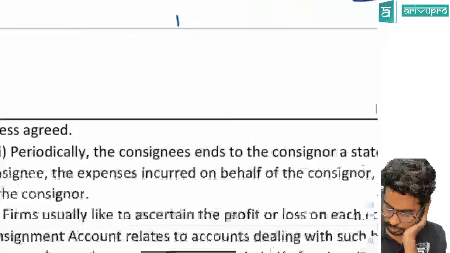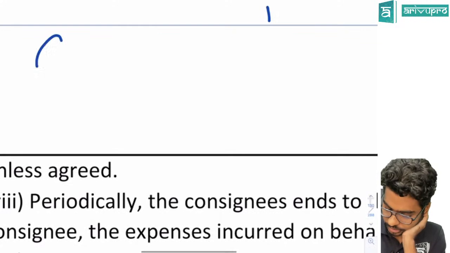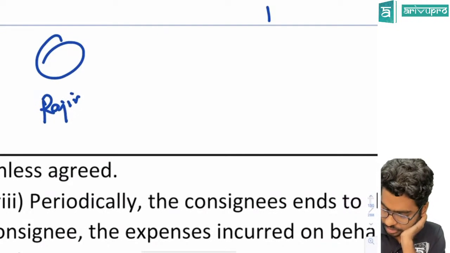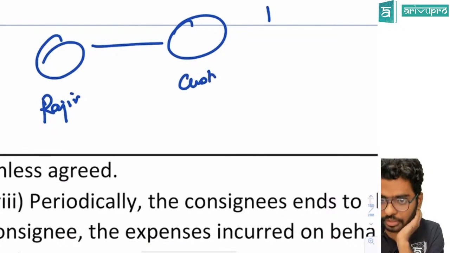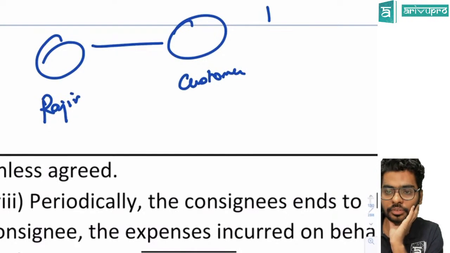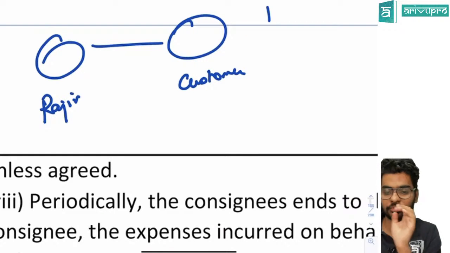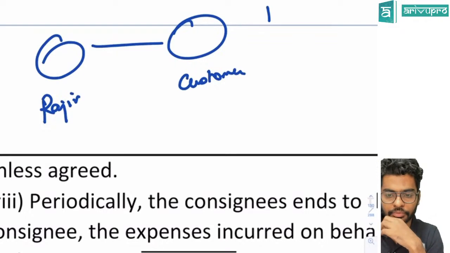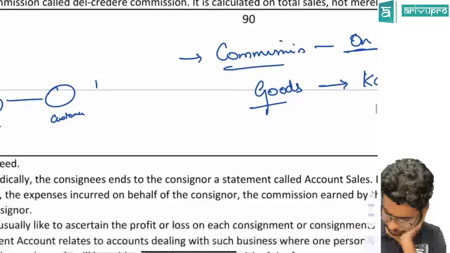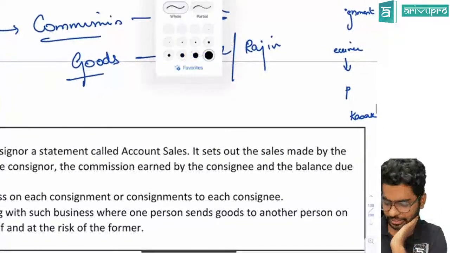So the ownership directly from Rajiv will get transferred to the customer. Correct. Are you guys clear? Now, all of this is fine.